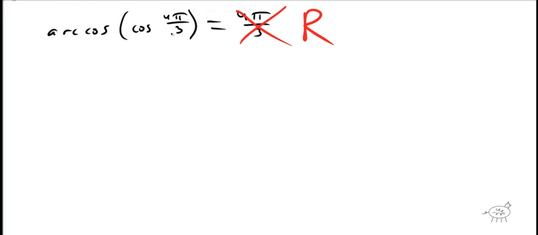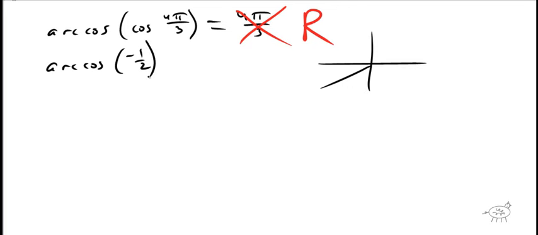Well, cosine of 4 pi over 3, do you guys agree? First of all, what's the sign of that? That's over here, right? 4 pi over 3, and cosine of pi over 3, 60 degrees, that's 1/2. But, of course, it's negative 1/2. So it's arc cosine of negative 1/2. And now it's just what we did before, arc cosine of negative 1/2. Well, the cosine of what is 1/2?